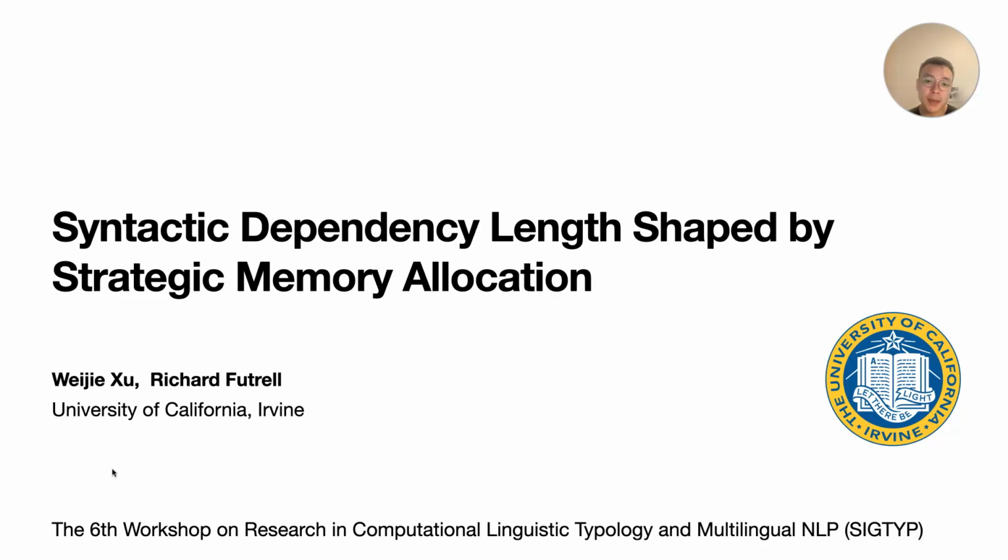Today I'm going to talk about syntactic dependency length shaped by strategic memory allocation. Human language processing requires an efficient use of our bounded working memory. One of the prominent examples at the syntactic level is the processing of nonlocal syntactic dependencies.